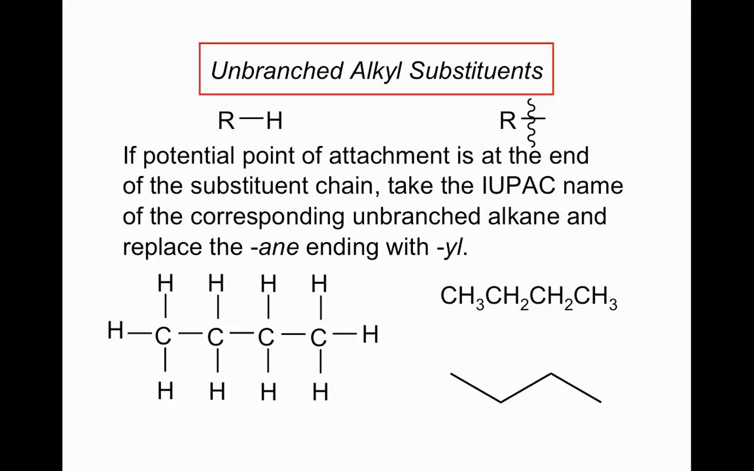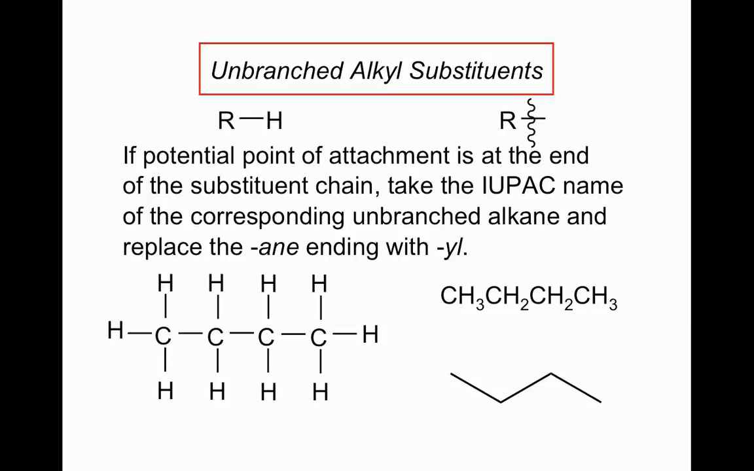Let's walk through the butyl substituent to see exactly how we name substituents that contain only carbon and hydrogen atoms, the alkyl substituents. Remember, if the potential point of attachment, as indicated on this slide, is at the end, all you do is take the IUPAC name of the corresponding unbranched alkane, take ANE off the end, and replace it with YL, and you get the name of the substituent.